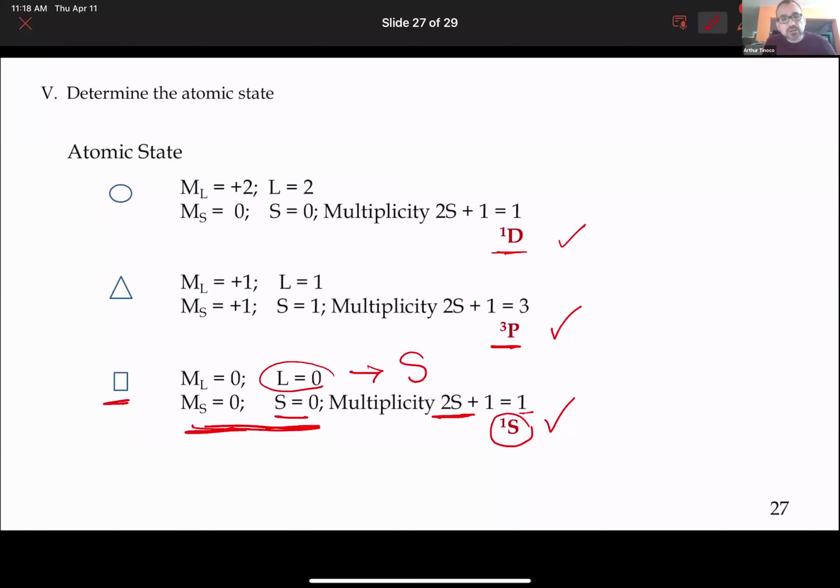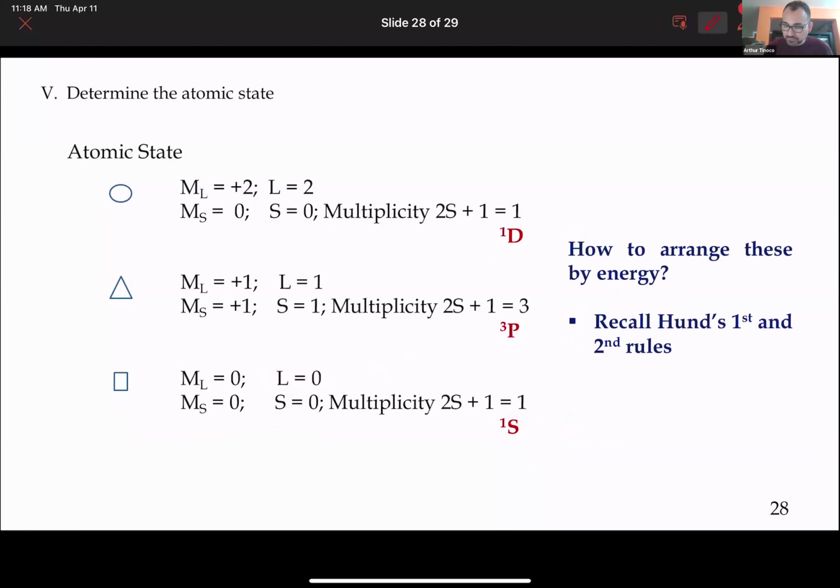Of these three states, the one with the highest multiplicity, following Hund's rule, would be this one right here. That's going to be your 3P. So when we rank these, that's going to be the lowest in energy, as it's the most stable. It's going to be your ground state. But then we have to think about the other two. How do we factor in those two?